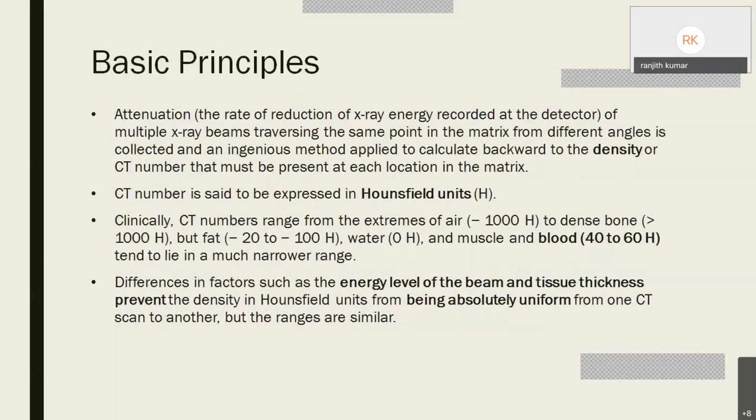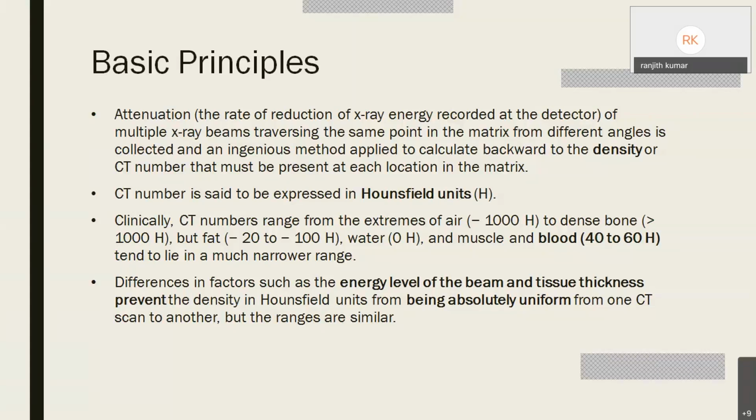The other principle is attenuation. Attenuation is defined as the energy which is recorded by the detector. After the X-ray beams are projected, the energy recorded by the detector is presented as attenuation, and it is expressed as density, which is presented to us as a CT number, expressed in Hounsfield units. Different structures have different CT numbers or density, with the extremes being air at -1000 and dense bone at +1000. Water is about 0, and blood and muscle are about 40 to 60 Hounsfield units.